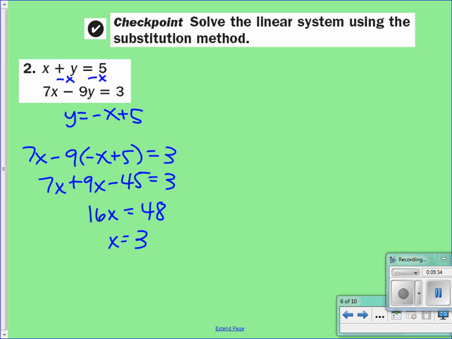Notice I am skipping a few steps, but you guys should be masters at this now and should be able to skip a few steps.